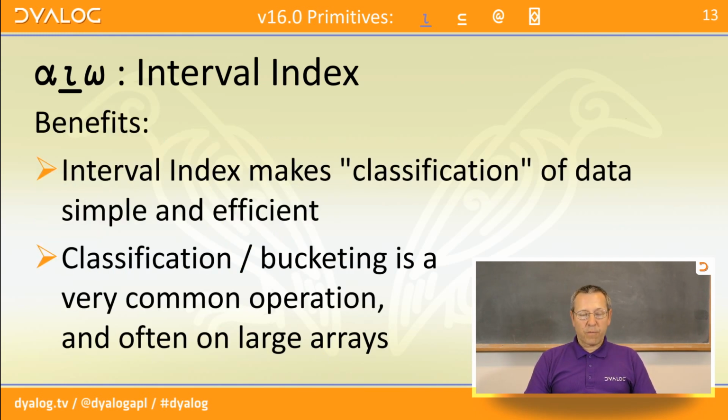So the benefit of interval index is that it makes classification, or bucketing as you might call it, of keys a very, very efficient operation, which I think is true in very many applications that I have seen. This is in fact a very common operation, and often on very, very large arrays. So it's something that's going to simplify code and also make applications run a good deal faster. I think we have a number of beta testers who reported that this immediately provided very significant speed ups for core components of their applications.